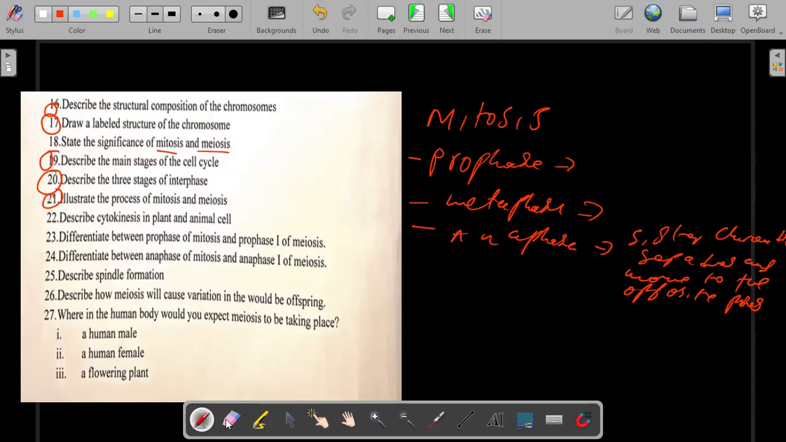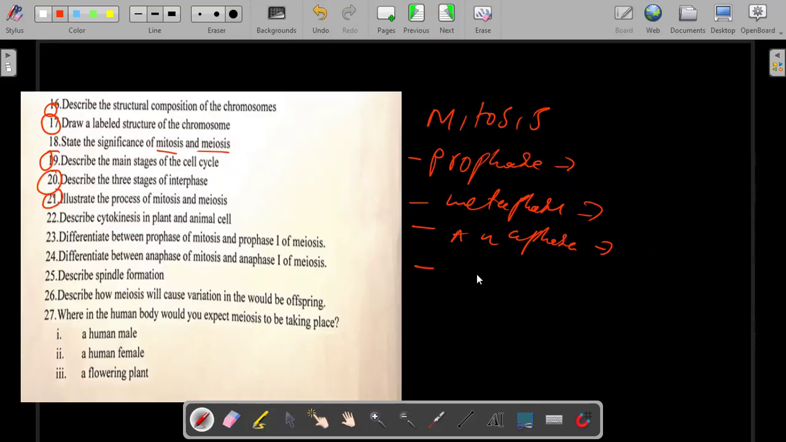Okay. Then you are going to have the last stage for mitosis, which is going to be telophase. So for telophase, you're going to see the chromatids reach the poles.